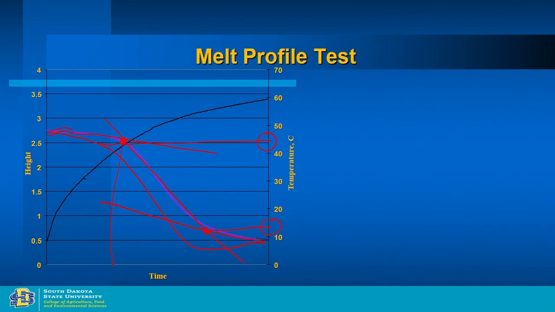Any questions on this test? Again, this is called melt profile. You can collect a lot of information from this, which is similar to the texture profile analysis. There it's double bite, but this is just a simple melt test. As you heat the cheese, how the cheese flows as the temperature increases, this kind of information can be used for product development.